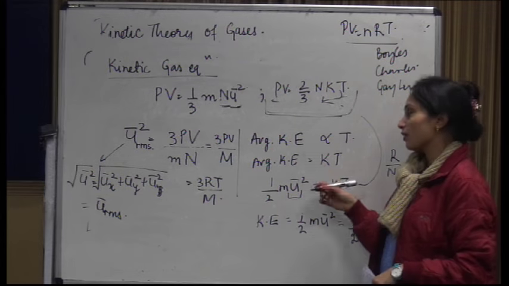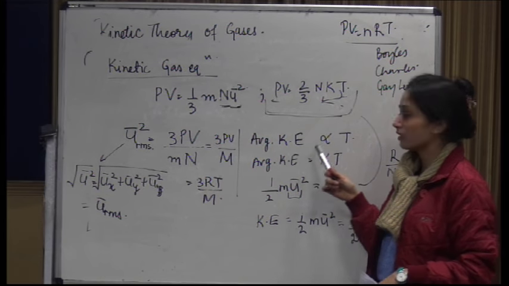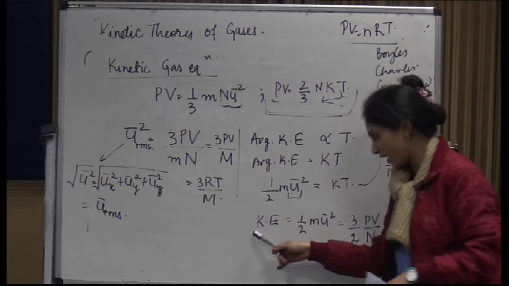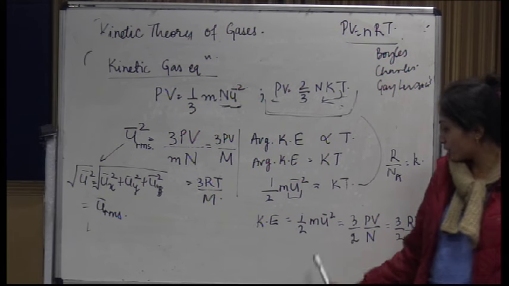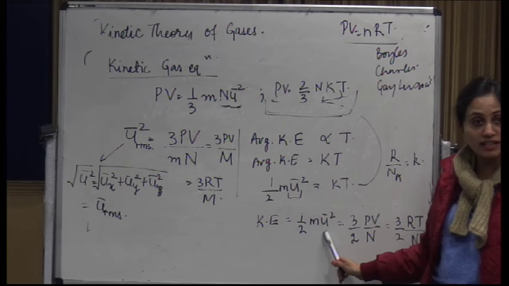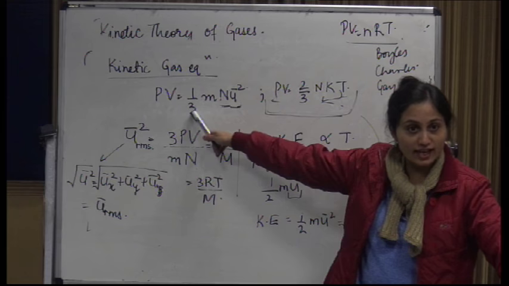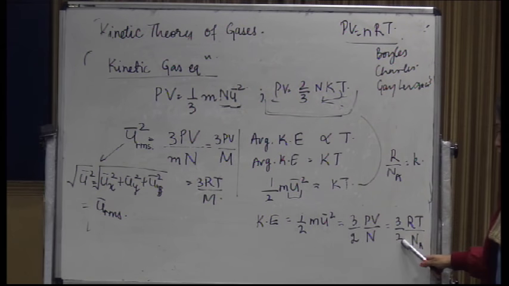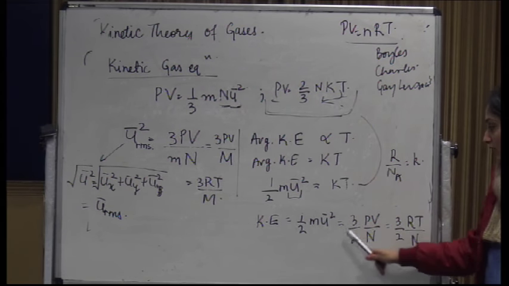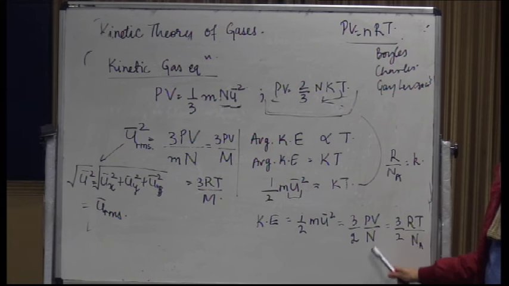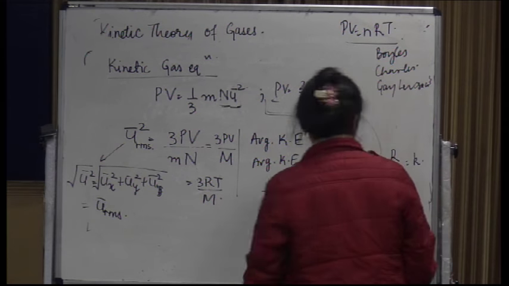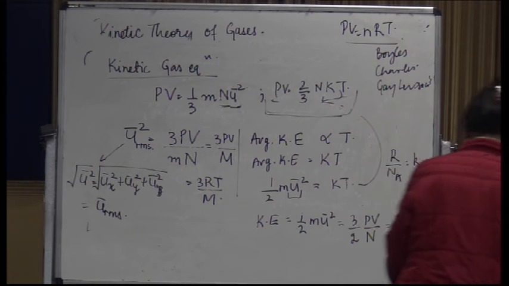Now here what we have is that the average kinetic energy is directly proportional to temperature. This is all done. Kinetic energy is equal to 1 by 2 m u bar square. We are now replacing our u bar from the kinetic gas equation, and when we substitute it we get an expression that our kinetic energy is also equal to 3 by 2 PV by N, and that is also equal to 3 by 2 RT by NA, or 3 by 2 kT. So done with this, then we move on to the next aspect of it.